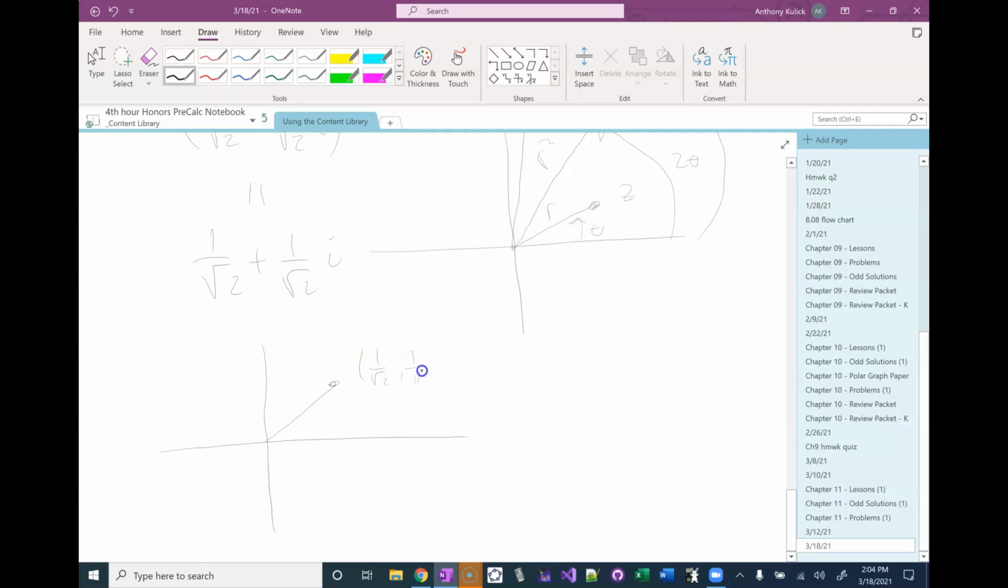This point I recognize as a 45-degree angle, right? With radius 1 because it's a point on the unit circle. 45 times 8 is 360, and I'm right back to where I started again. Because the length of the vector is 1, every time I square it, the length doesn't change. It just ticks around the unit circle, and I'm back to where I started again.